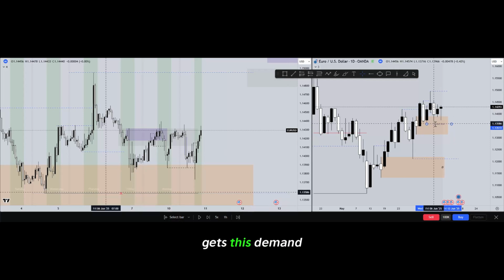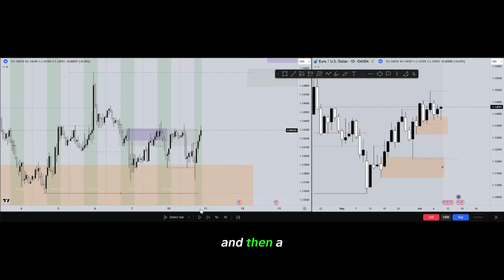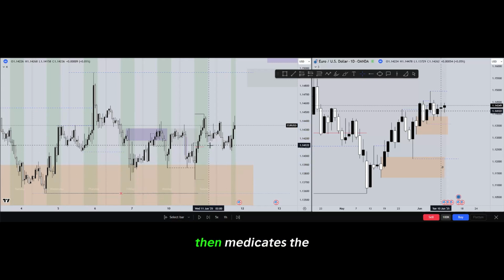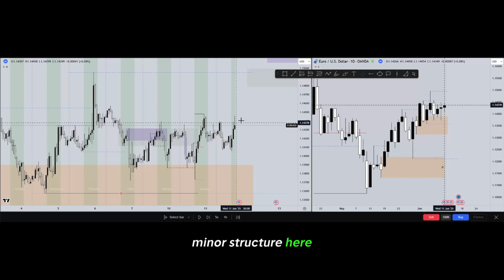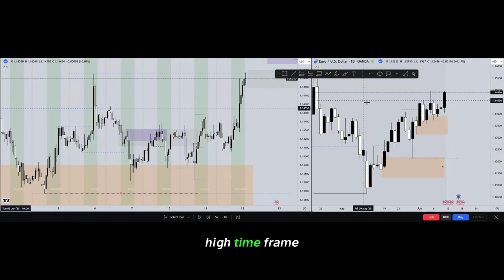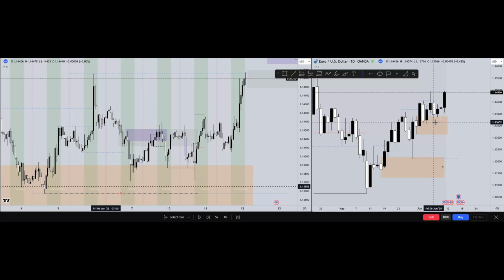Price mitigates this demand zone, and then the lower time frame shifts to bullish here. Price pulls back to the 50% EQ of this price leg right here, and then mitigates the EQ, shifts this minor structure here, and continues higher. See, it continues higher, following this higher time frame continuation bias.